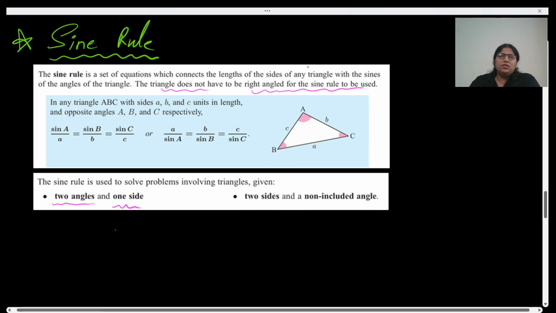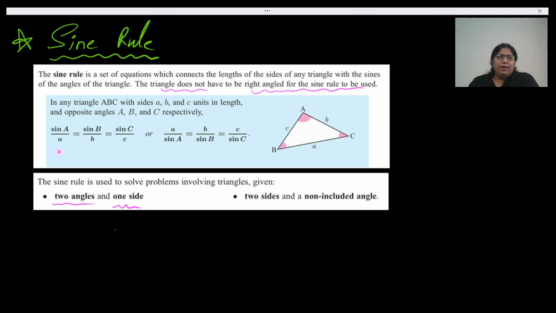If you see, this is the rule. Sine A by A: if angle A is there, you have to remember an angle and its opposite side, instead of just A, B, C. So sine A by its opposite side, sine B by its opposite side, which is B, and sine C by its opposite side, C. Or you can take the reciprocal of all. If I'm taking the length A, its opposite angle is angle A. So A by sine A, B by sine B, C by sine C. Why is this rule true here?